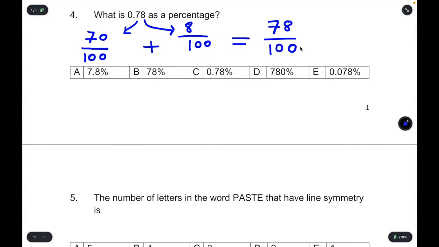Now we need to be really careful here not to select 0.78%, because that is saying that this is less than 1%. 0. something is less than 1%. This is 100 times smaller than the answer that we're looking for. So 0.78 as a percentage is not simply saying, let's just put a percentage sign on the end of this. Where one whole would be 1.0, 0.78 is most of the way there. So it's equivalent to 78 out of 100, or 78%.